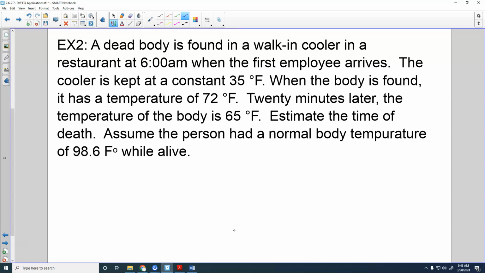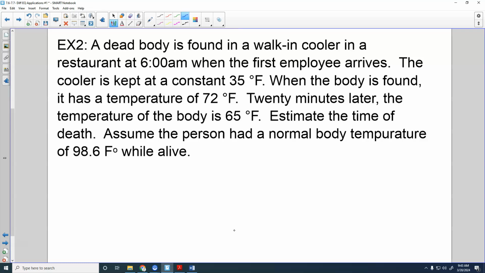All right, probably the most interesting situation is to look at Newton's law of cooling from a forensics perspective. Because if a dead body is found in a walk-in cooler in a restaurant at 6 a.m., when the first employee arrives, the cooler is kept at a constant 35 degrees Fahrenheit.